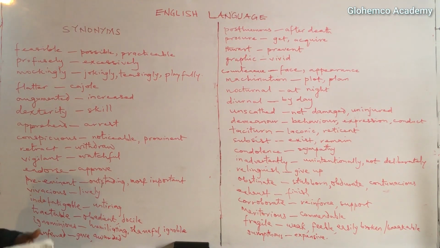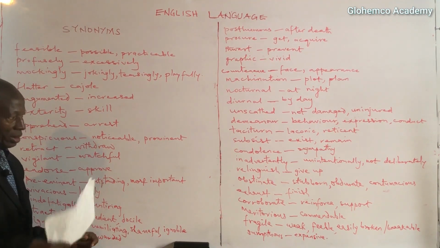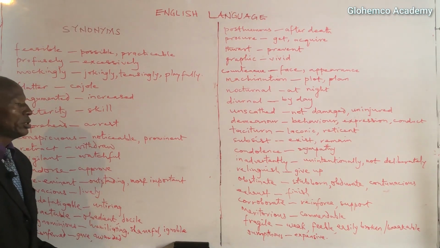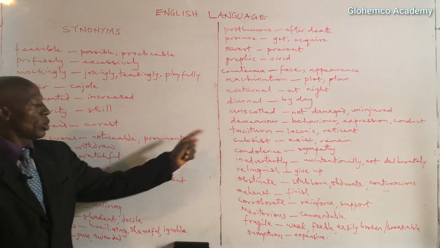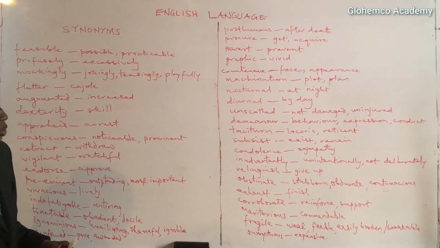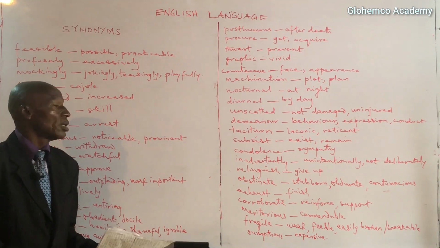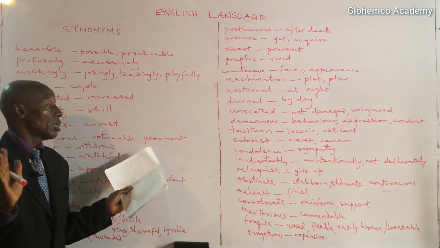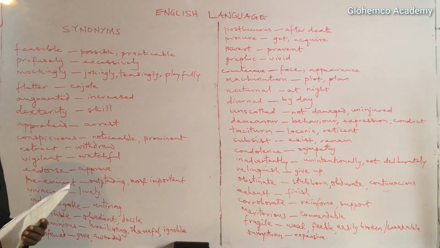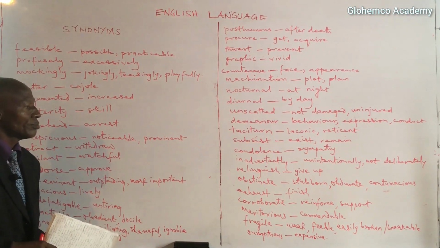The dead person is called the deceased. But the people mourning him or her are the bereaved. So you pay a condolence visit to such people. Inadvertently, your name is missing on the list. Sorry, it is inadvertently done. Inadvertently means unintentionally.